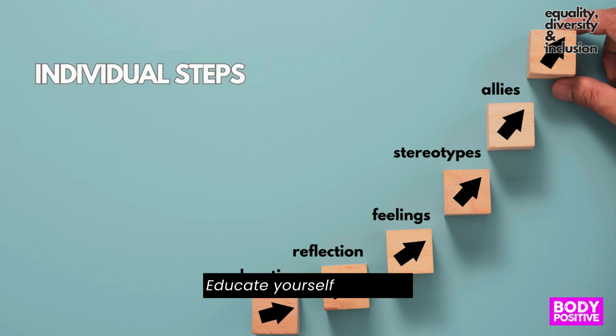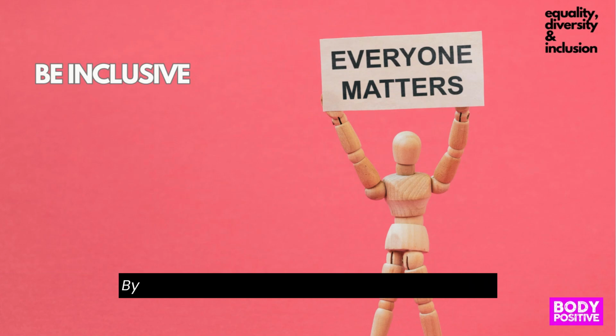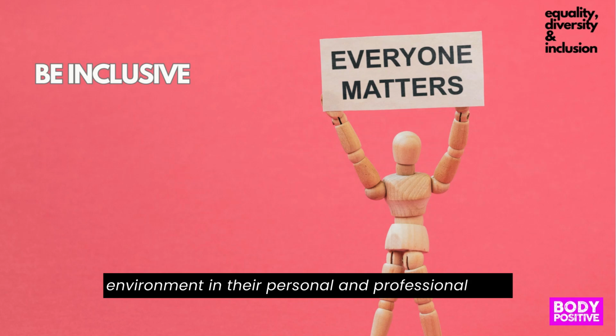Educate yourself. Regularly reflect on your own behaviors. Become more aware of your thoughts and feelings in the moment. Challenge stereotypes. Be an ally. Stand up against bias and discrimination when you see it. Use inclusive language and behavior. By taking these steps, individuals can contribute to creating a more inclusive and unbiased environment in their personal and professional lives.